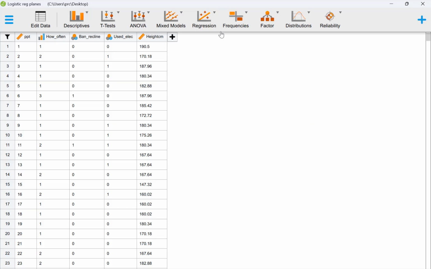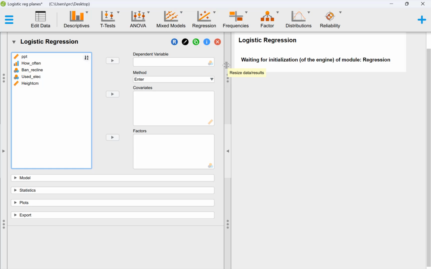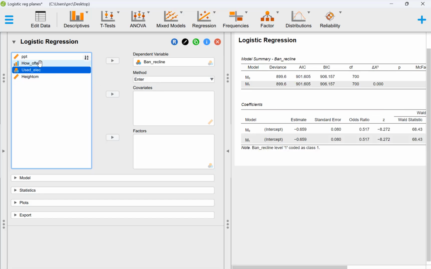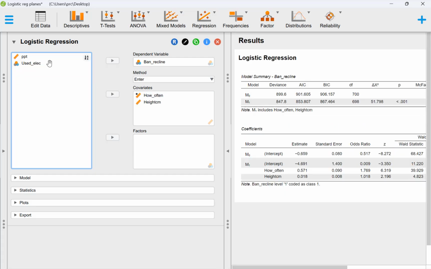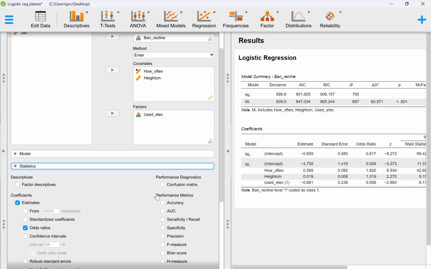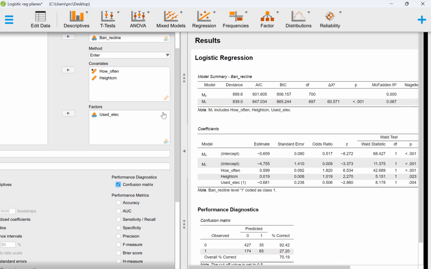So what we need to do is run our regression. So we go to regression and we select logistic regression under classical because we're not doing a Bayesian model, we're doing null hypothesis significance testing. And it's quite straightforward. We need to tell it what our dependent variable is, which is ban recline. Our covariates, we can put our ordinal variable of how often and height, which is ratio, can be put in there. And then used elect is a factor, our categorical variable. And this produces our basic output. I'm also going to ask for, I'll come back to a few extra things, a confusion matrix as well. Let's have a look at our output.